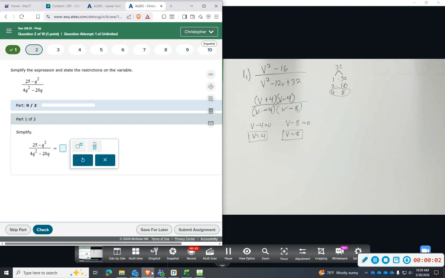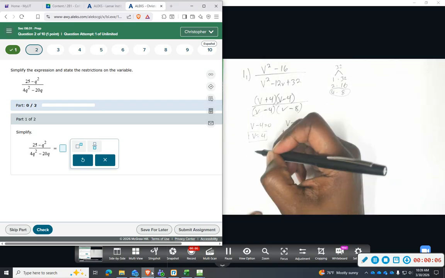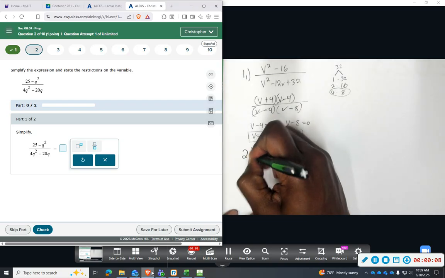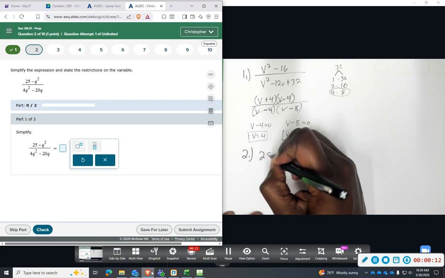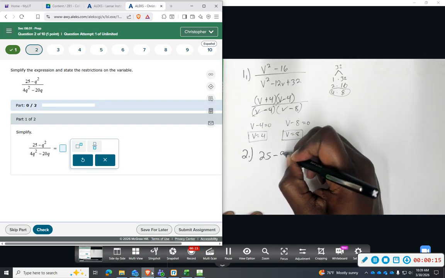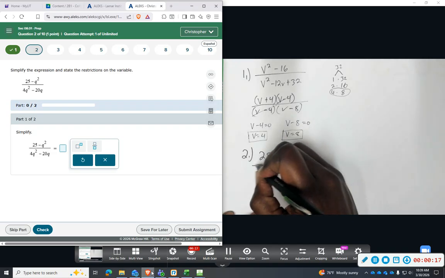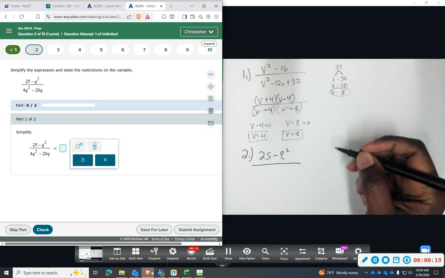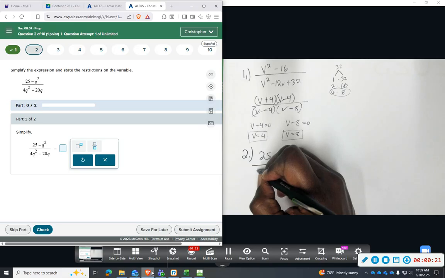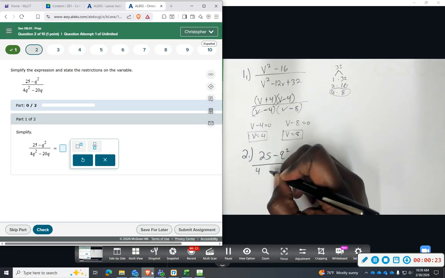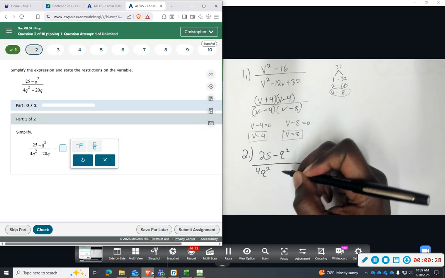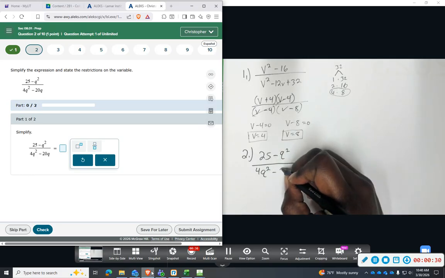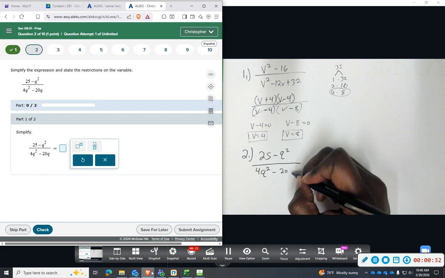All right, number 2, we're going to simplify this expression and also state any restrictions. We are given 25 minus q squared. All right, 25 is a perfect square. And then on the bottom, 4 times q squared minus 20q.